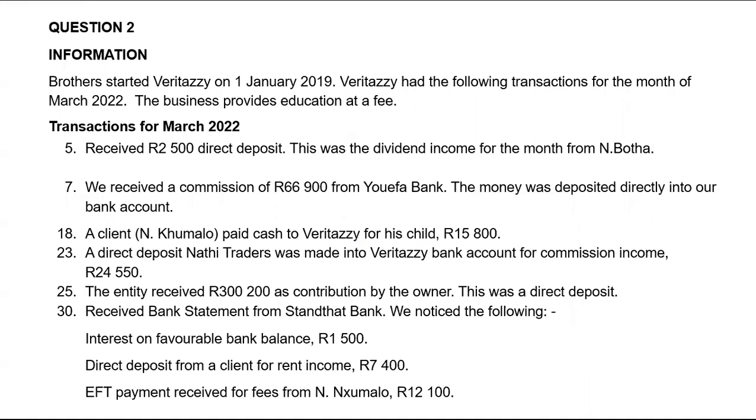On the 23rd, a direct deposit from Nati Traders was made into Veritas bank account for commission income, which was 24,550.